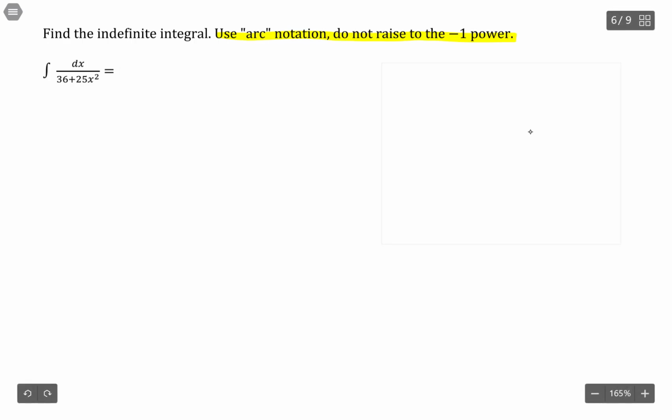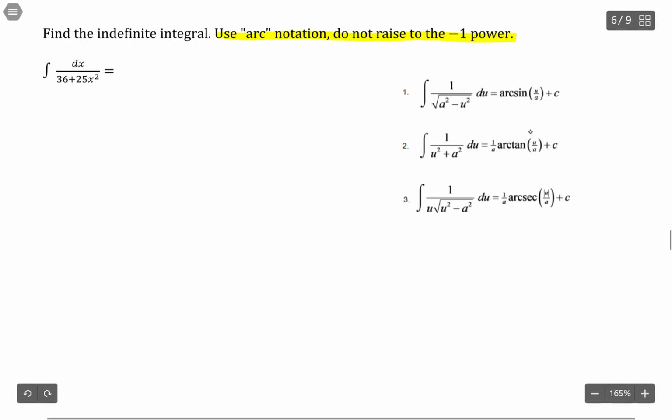So what we have to do is recognize the form of the problem. The form of this problem is an antiderivative of dx over 36 plus 25x squared. So this right here is a rational function where the numerator is not the derivative of the denominator. And so we don't really have any tools at our disposal to handle that using logarithms, and there's certainly no quotient rule for antiderivatives. So what you need to know are these special integrations right here.